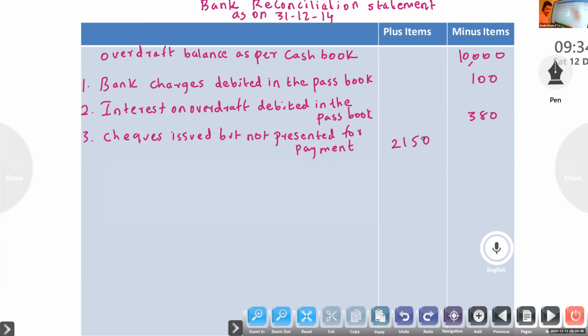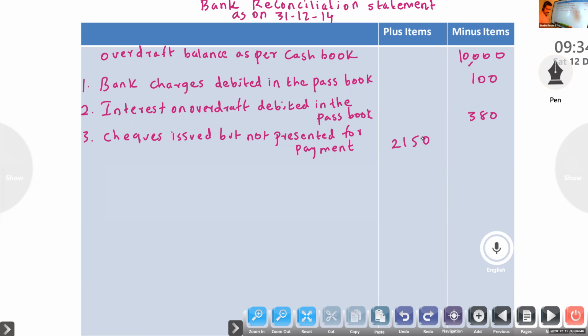Next, interest on investment collected by the bank and credited in the passbook. Interest on investment credited in the passbook. You have to look at the cash book, increase or decrease, then opposite.